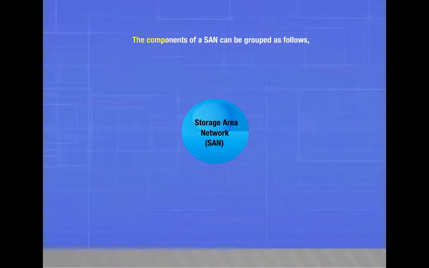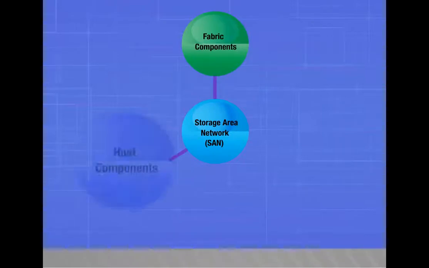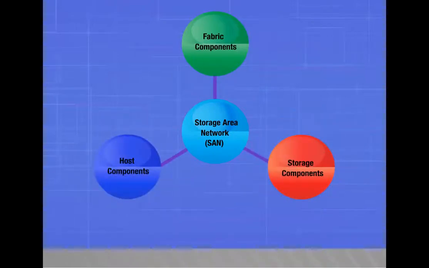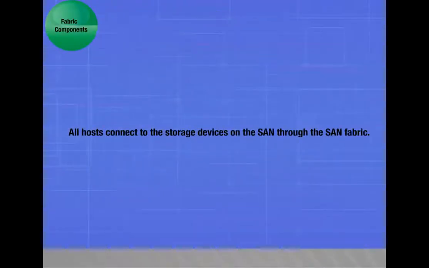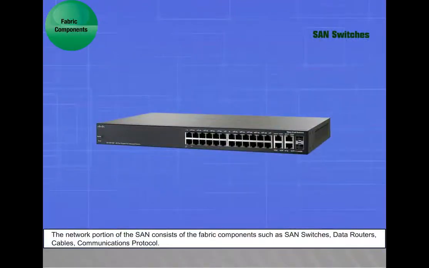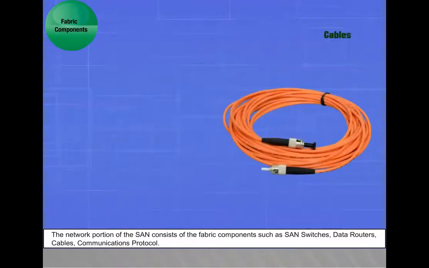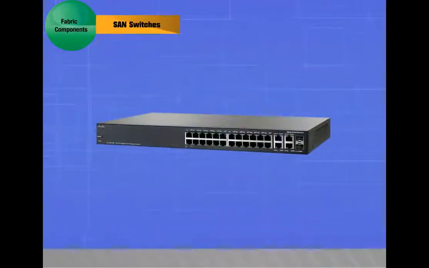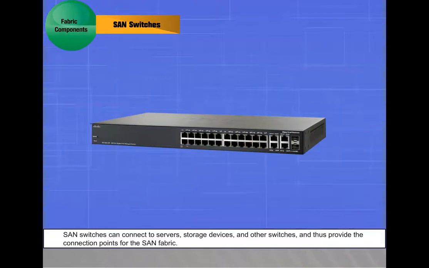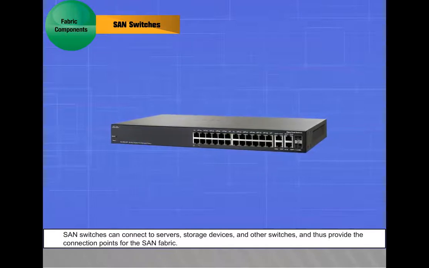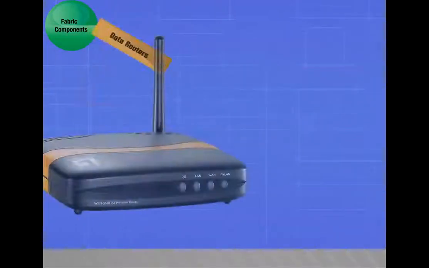The components of a SAN can be grouped as follows: fabric components, host components, storage components. Fabric components. All hosts connect to the storage devices on the SAN through the SAN fabric. The network portion of the SAN consists of fabric components such as SAN switches, data routers, cables, communications protocol. SAN switches. SAN switches can connect to the servers, storage devices, and other switches and thus provide the connection points for the SAN fabric.